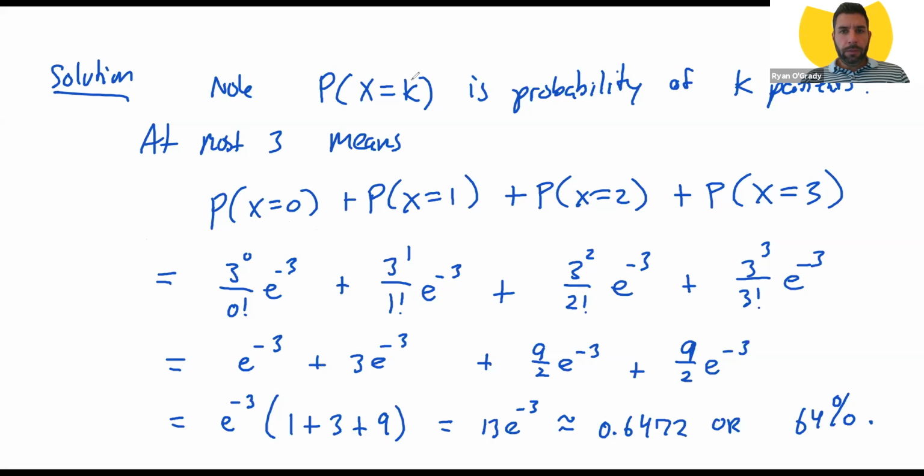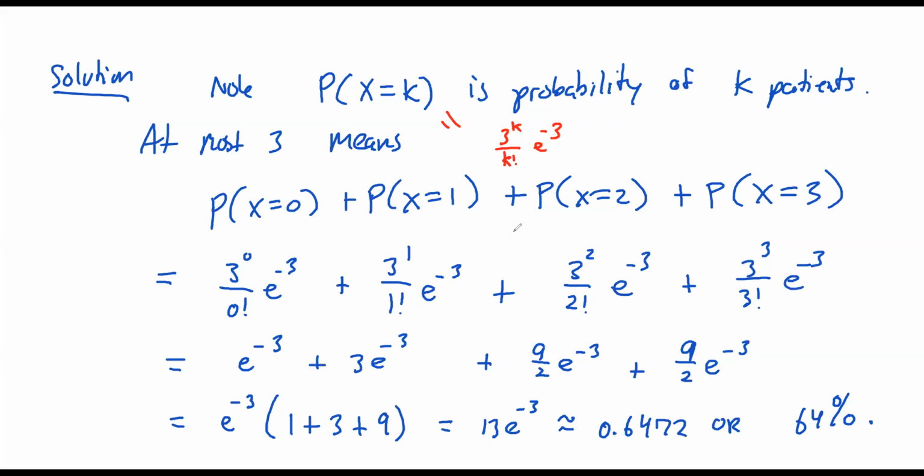Let me write this in red just so it's clear. What this is equal to is 3 to the K over K factorial times e to the negative lambda. But in this problem, lambda is 3. You're told that in the problem, so that's why you get e to the negative 3. So for each one of these, say that again. I got another question too.